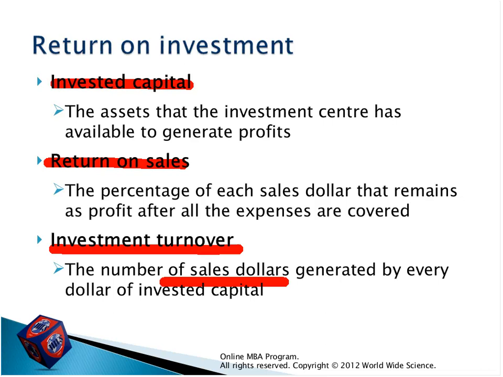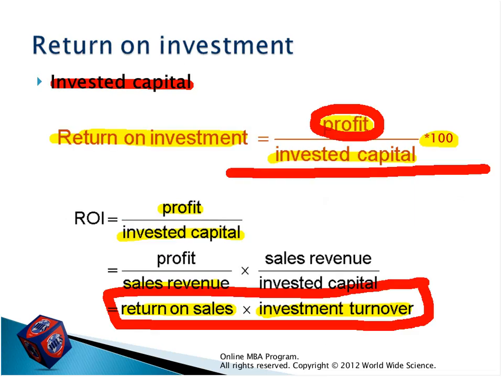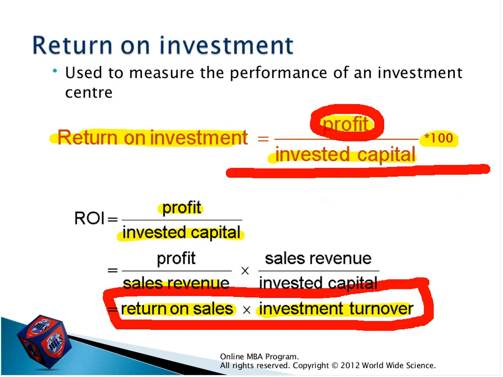So I had a question about return on investment. Which formula can we use? It's better to use the first formula. We have two formulas. The first is profit divided by invested capital, multiplied by 100. Or the second is return on sales multiplied by investment turnover.